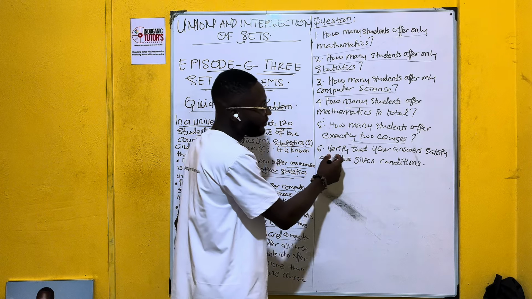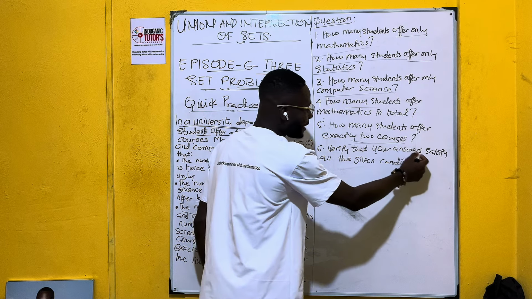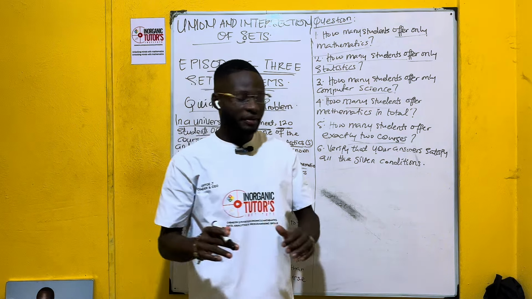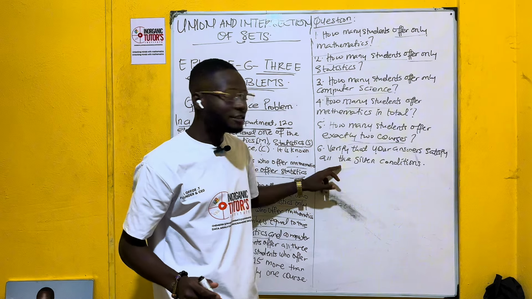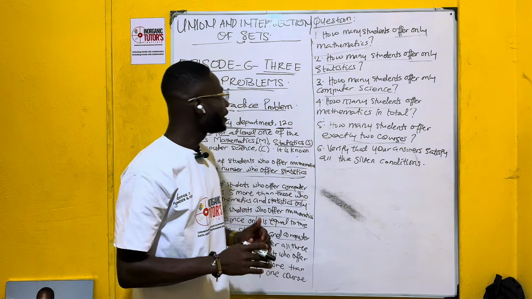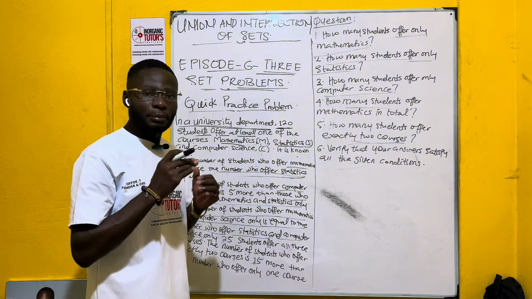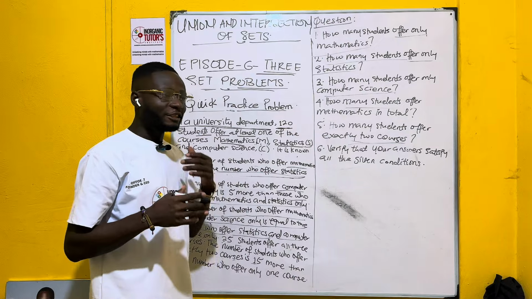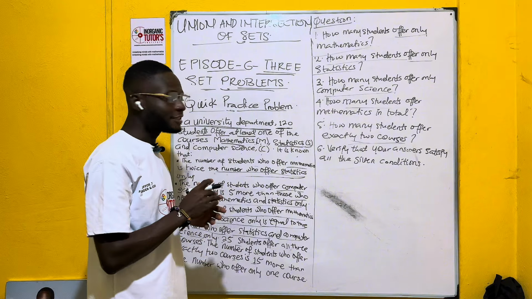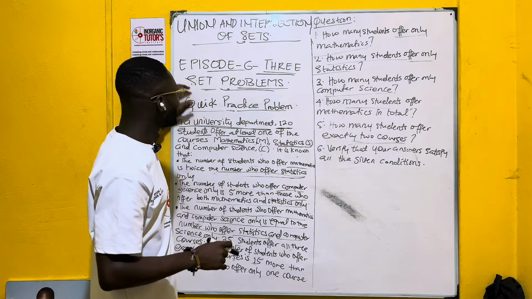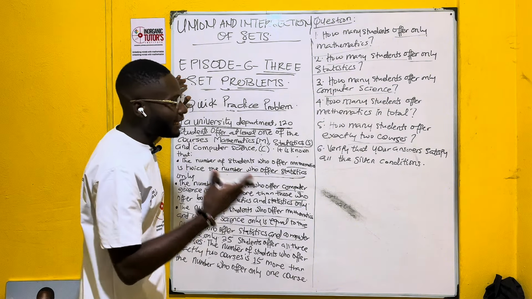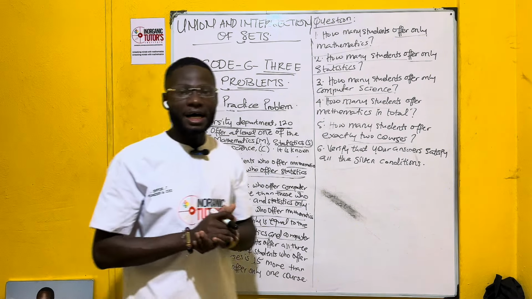Then 6, verify that your answers satisfy all the given conditions. So you have to verify that your answers satisfy all the given conditions. Right? So this is the question. Write it, brainstorm, and try to understand. This is a word problem, a full word problem in set theory. So this is a word problem coming from 3 set problem. Okay, so understand the problem, solve, and leave your answer at the comments.